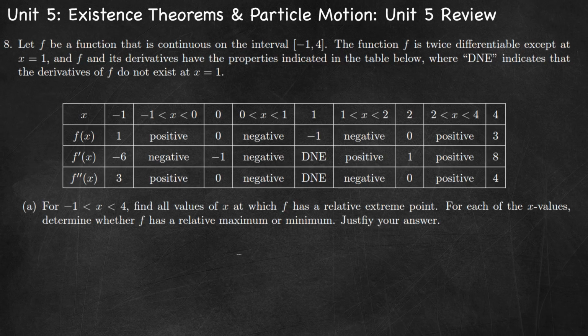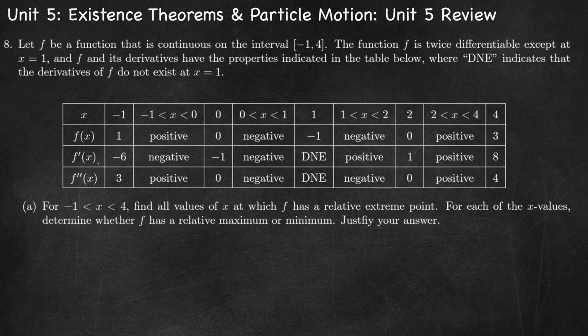Number 8, let f be a function that is continuous on the closed interval -1 to 4. The function f is twice differentiable except at x equals 1, and f and its derivatives have the properties indicated in the table below, where DNE indicates that the derivatives of f do not exist at x equals 1. For x between -1 and 4, find all values of x where f has a relative extreme point. For each of these values, determine whether it's a max or min. Justify your answer.